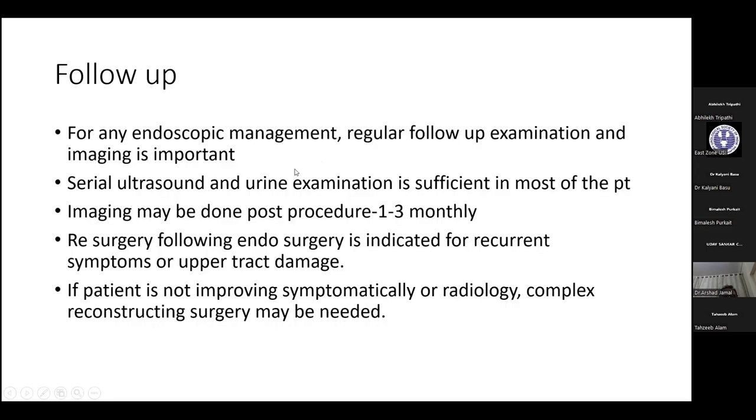After the transurethral management, the most important thing is that you have to follow up the patient. This is not the definitive treatment for every patient. This is a suitable treatment for most single-system intravesical ureteroceles. Regular follow-up examination and imaging is important depending on the clinical situation, upper tract changes, etc.